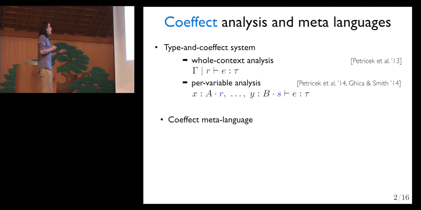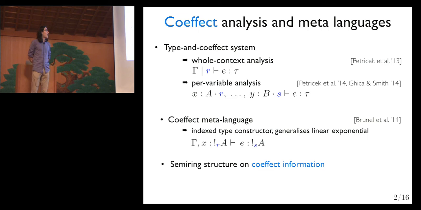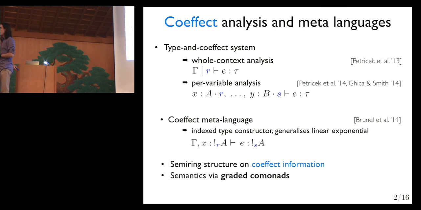Another line of work is to define a coeffect meta-language, which is a typed calculus where there's an explicit type constructor, annotated with some effect information, for describing how a program depends on its context. This was shown by Brunel et al. in 2014, and it corresponds to a generalization of the linear exponential constructor. We're going to be following this paradigm of the coeffect meta-language, and some of the other aspects of the related work. All of these kinds of systems have a semi-ring structure on this coeffect information, which I'll explain, and they are also based on a graded comonadic semantics, which I'll also explain.